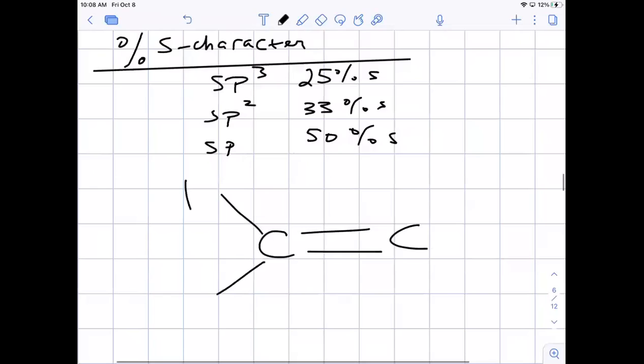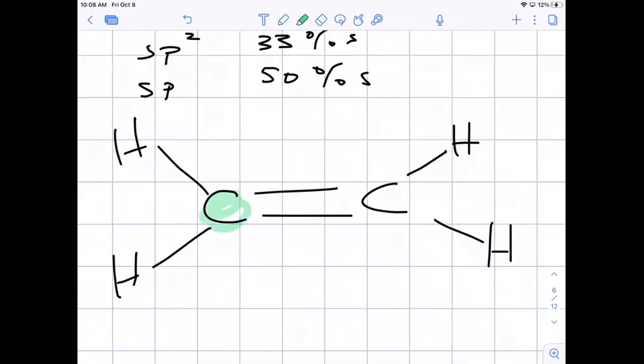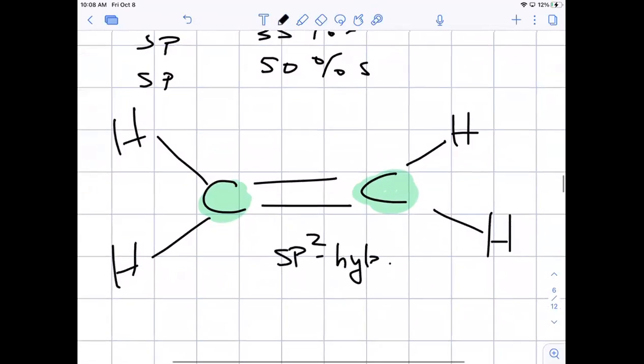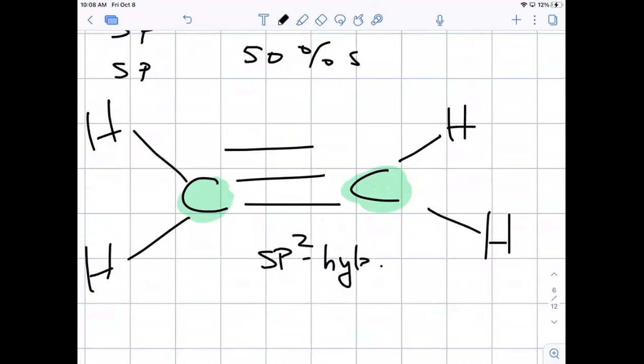So when you have an alkene like this, right? Those carbons here, they're sp2 hybridized, right? And because of that, a couple of things happen. One is that this bond length is going to shorten.